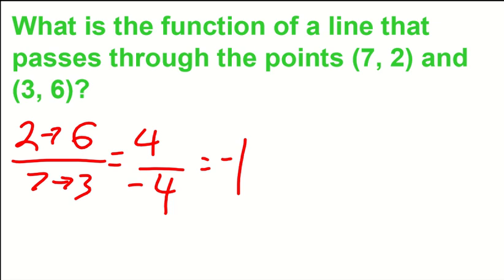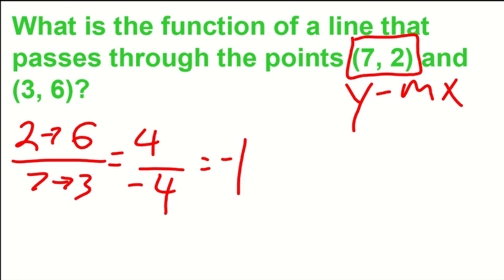How do we find y-intercept then? Y minus mx. So I do y minus mx. So I'll just use this one here. My y value is 2 minus, my slope is negative 1, my x value is 7. If you have a calculator, just put it in just like that. You do 2 minus negative 1 times 7, it will give you the correct answer. It'll give you the 9.